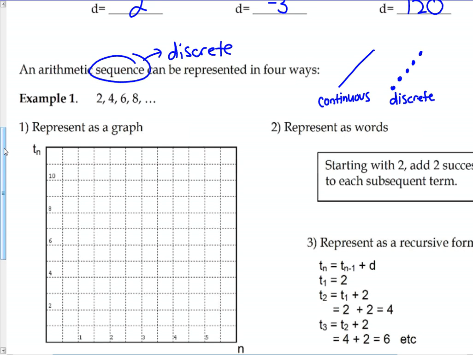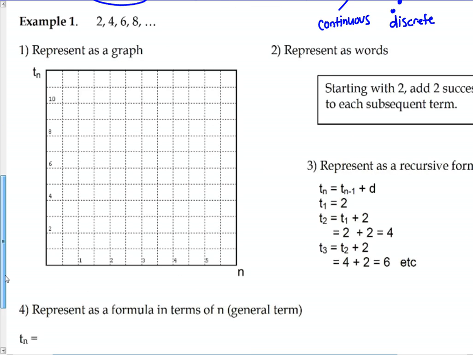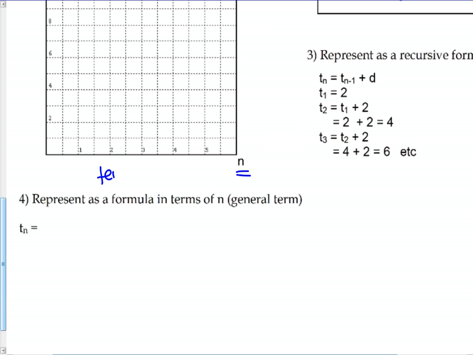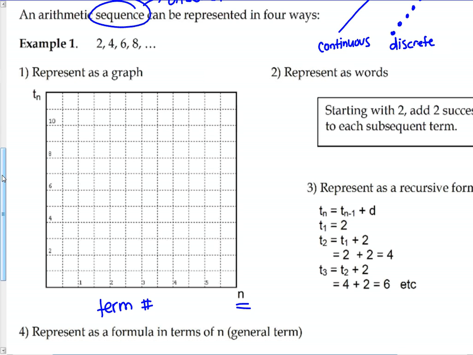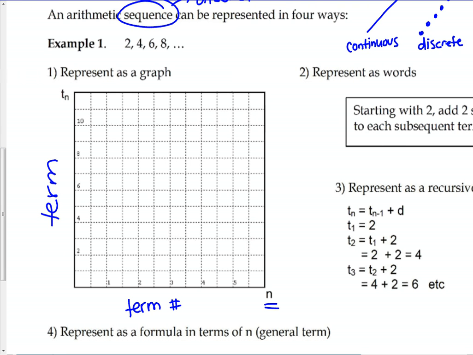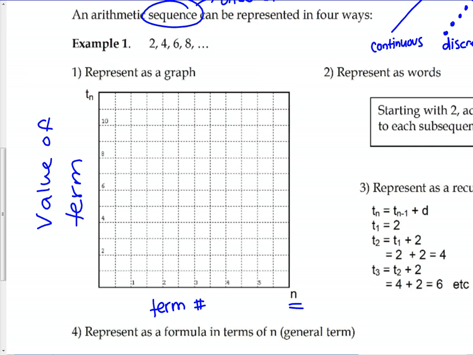It's discrete data. Term 1 is 2. Is there going to be half of a term? No, it doesn't make sense. So our x values are actually the n, or the term number. So we only have the first term, the second term. Can you have a 0th term? No. Okay, and this is the actual term, right? Not the term number, but the actual value of the term. The actual number in the sequence.